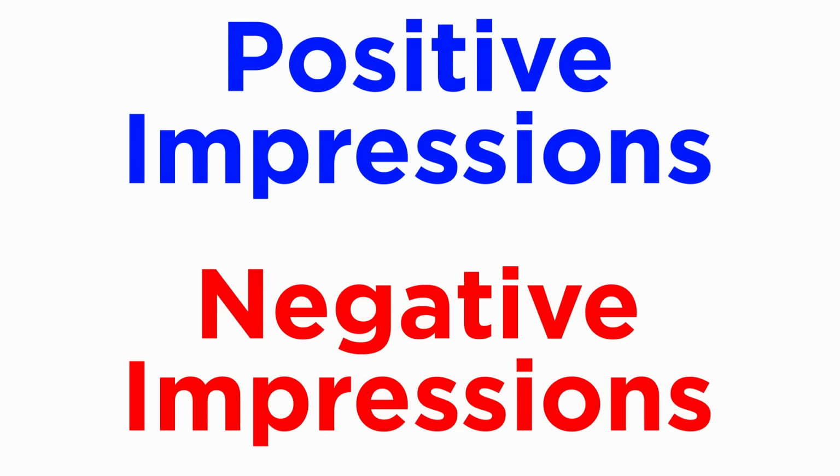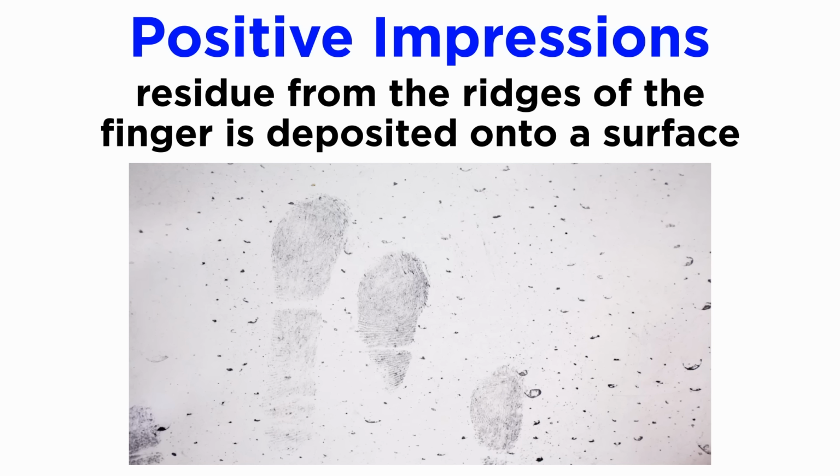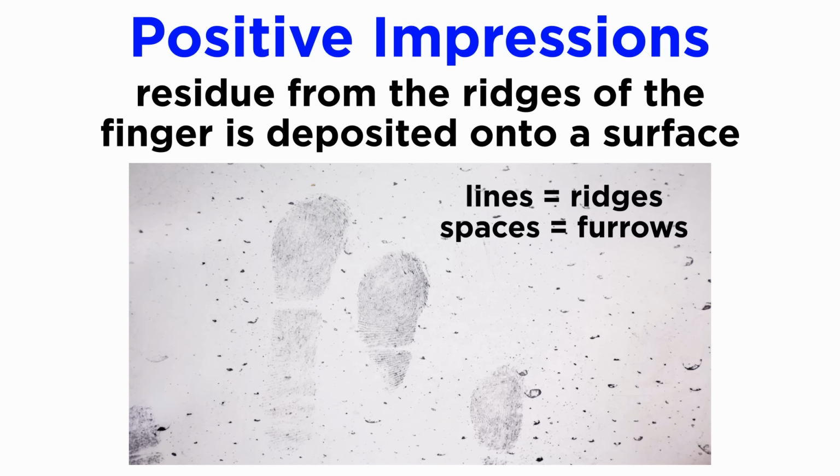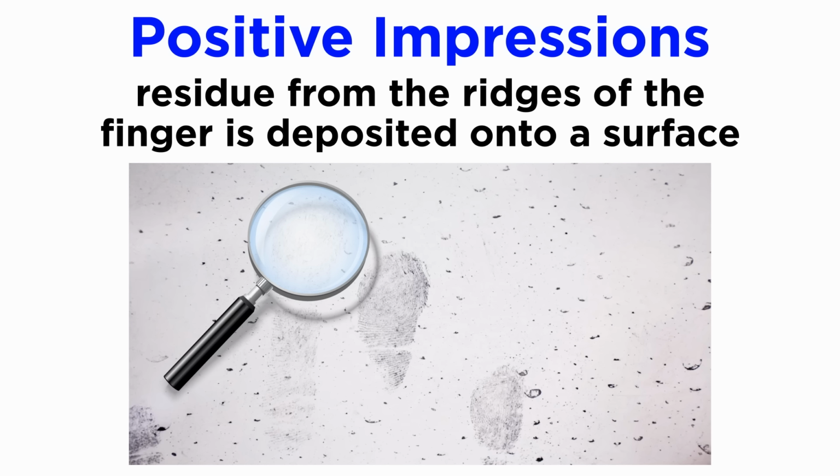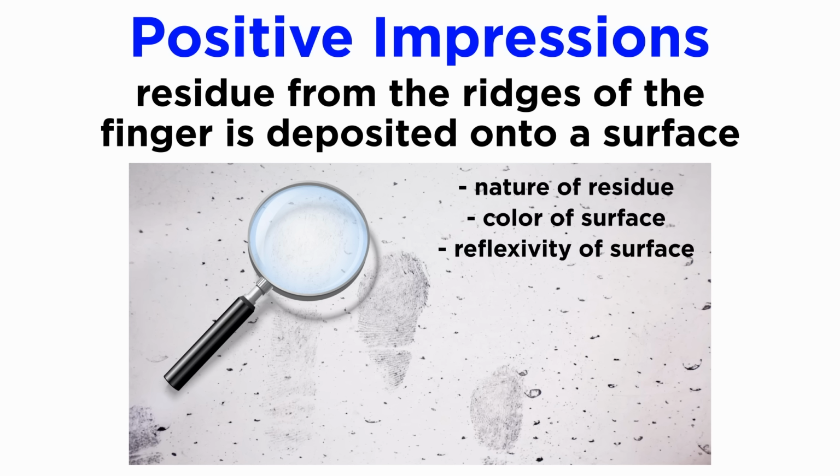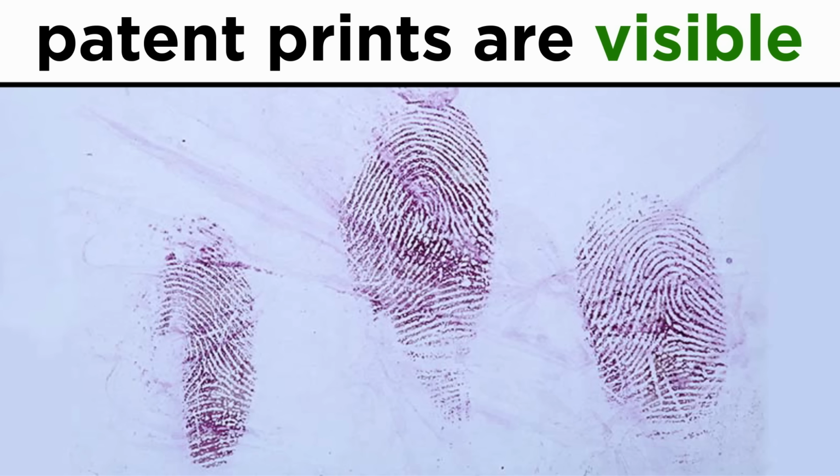Based on these interactions, finger marks can be classified into positive and negative impressions. Positive impressions are formed when the residue carried by the ridges of the finger gets deposited on a surface. Therefore, the lines of the resultant finger mark correspond to the actual ridges of the fingerprint, and the empty spaces between the lines resemble the furrows of the fingerprint. The visibility of positive finger marks will depend on the nature of fingerprint residue, the color and reflexivity of the surface, lighting conditions, and more. If the finger mark is easily visible, it is a patent print.